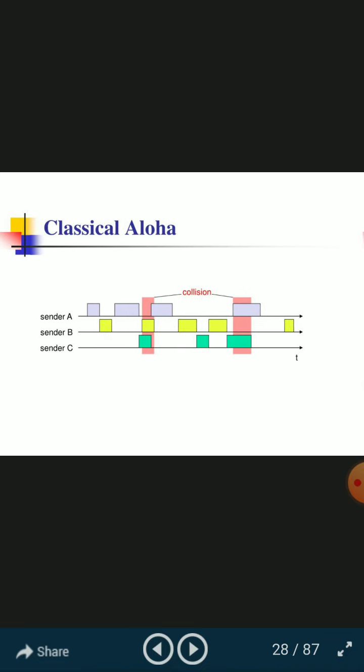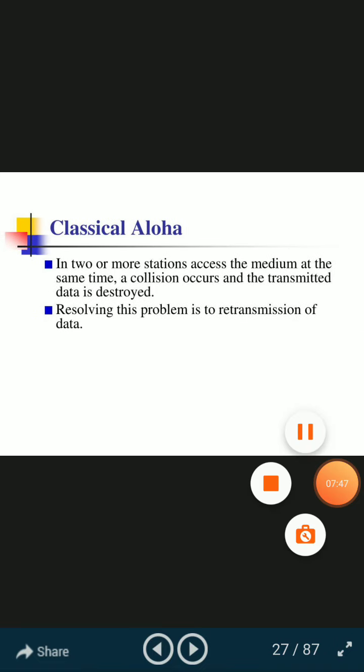This was the explanation of the near and far terminals and the hidden and exposed terminals, right? Thank you, students.